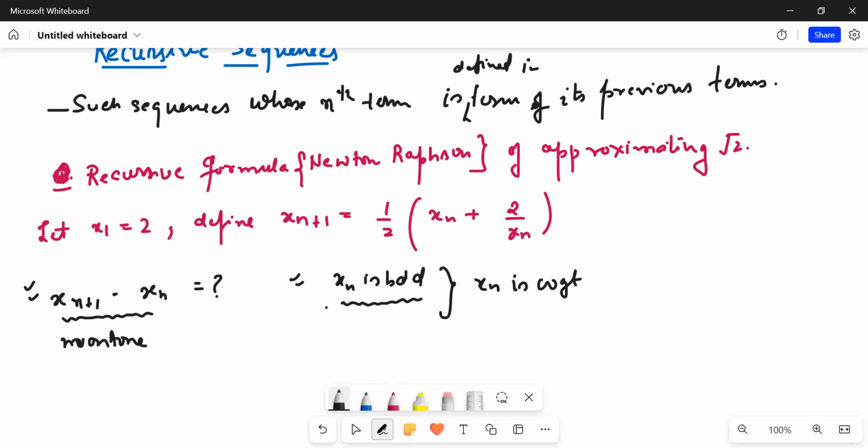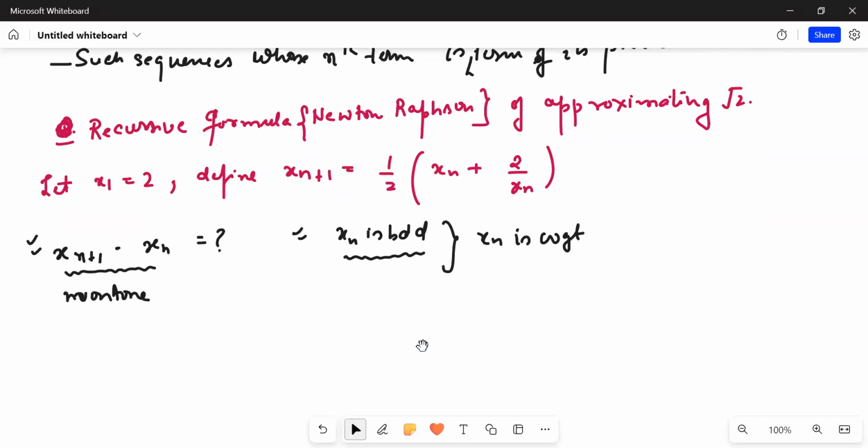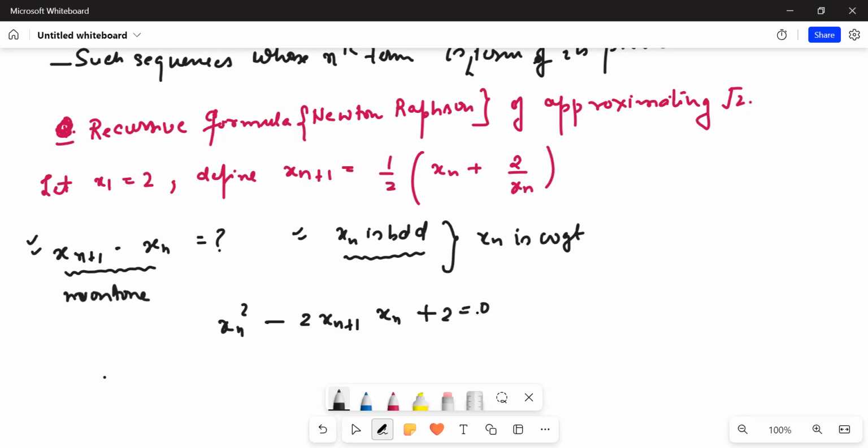So I can find whether my xn is bounded or not, and also whether my sequence is monotone or not. If I find both of these things, then I can say that my xn is convergent. Okay, so what I'll do is try to solve this up. If I solve this, I get xn square minus 2xn plus 1 times xn, and then plus 2 equals 0.